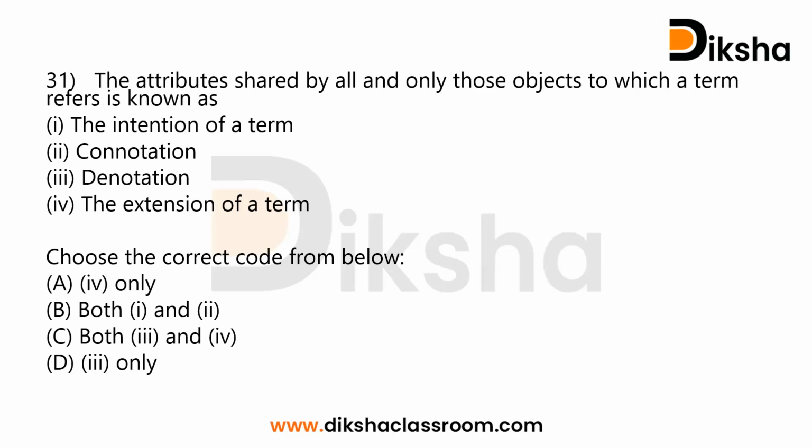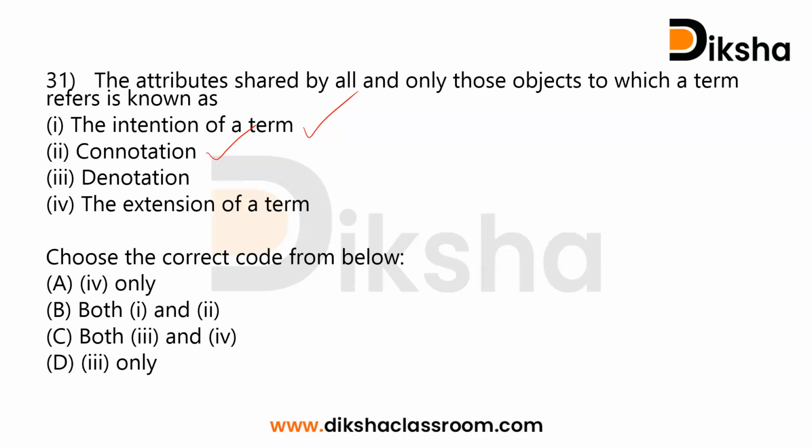So here they have said attributes shared by all and only those objects. The intention describes the set of attributes which define the term or which is shared by the term. Actually, connotation is another word used for the intention of the term. So here they have given attributes shared by all and only those objects to which a term refers is known as. So the answer will be intention. Since intention is also known as connotation, the answer will be intention and connotation.